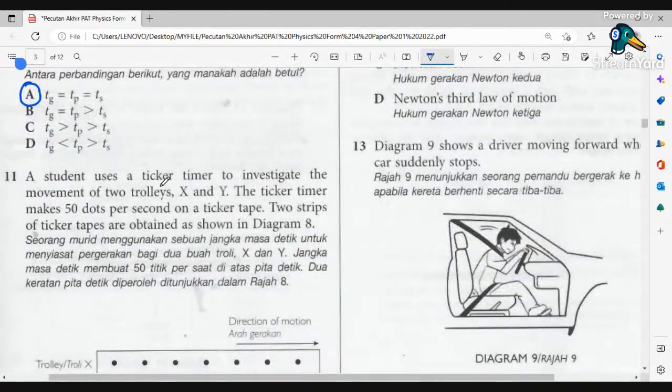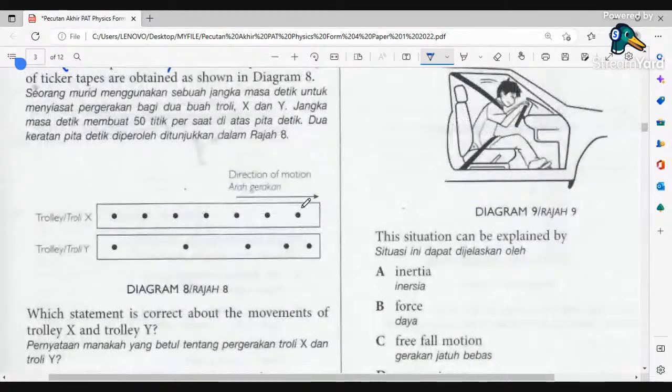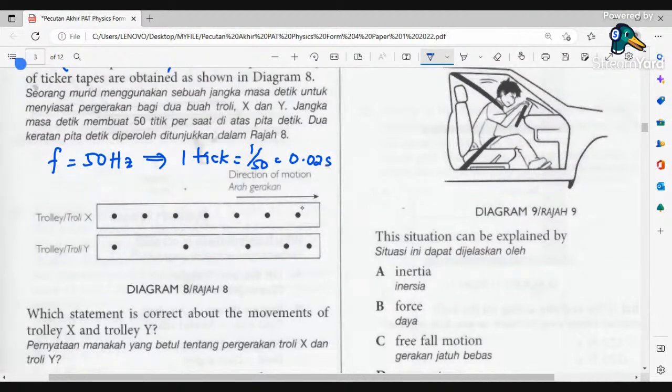Okay, number 11, a student uses ticker timer to investigate movement of 2 trolleys X and Y. Ticker timer makes 50 dots per second. What is the meaning of this one? The two strips of the ticker tapes are obtained. Remember, one's given frequency is 50 dots in 1 second, meaning 50 hertz. So from this information, we can calculate what is 1 tick. 1 tick is 1 over frequency, 0.02 second. So 1 tick equals to 0.02 second.